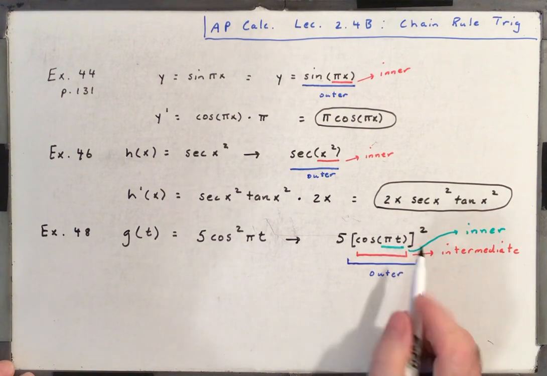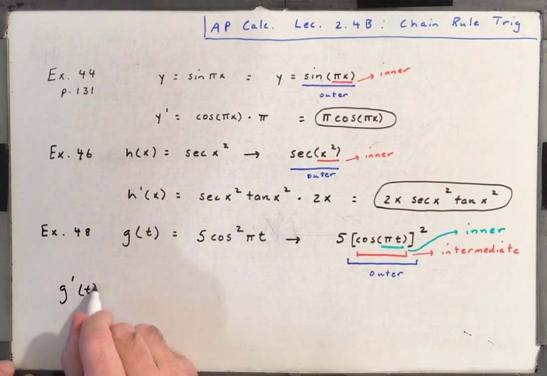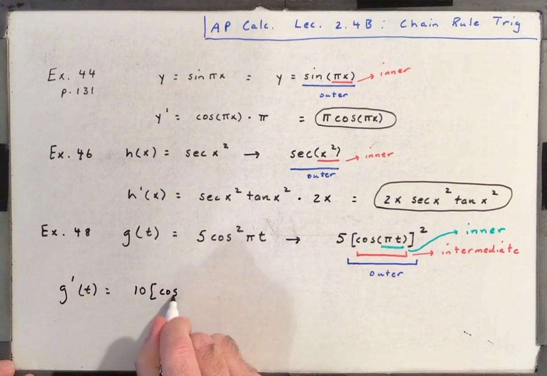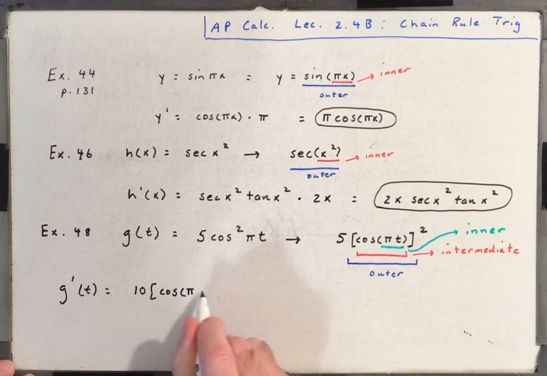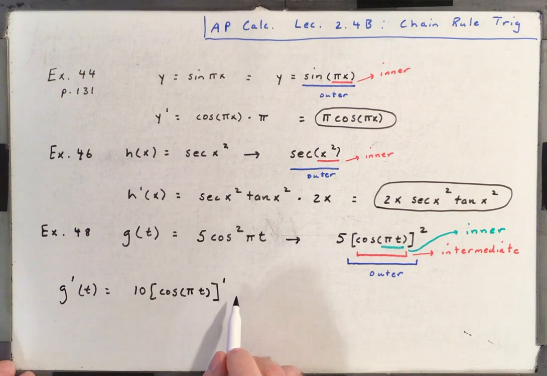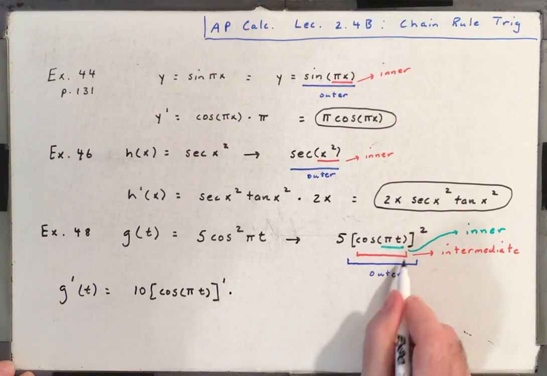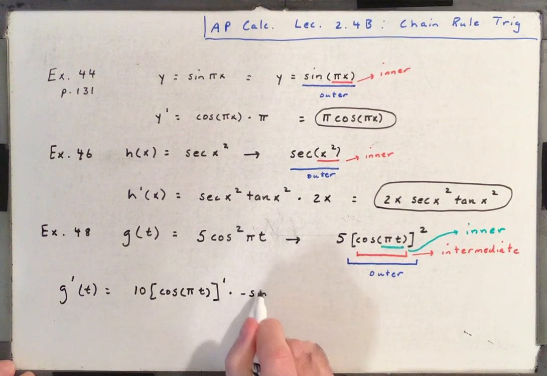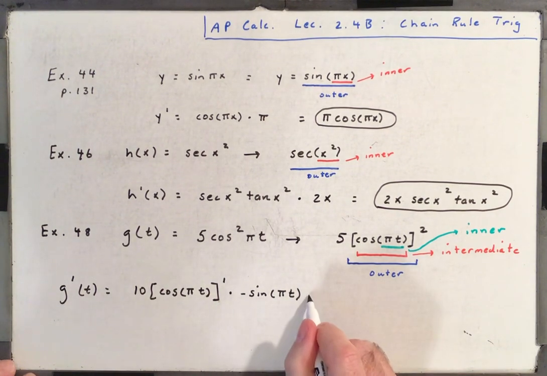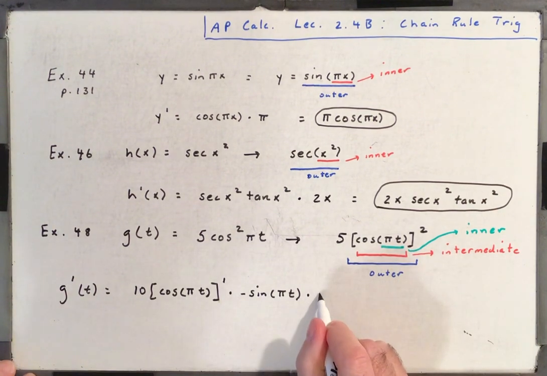Okay, so let's take the derivative. For the outermost layer, you bring that 2 out front, so g prime of t is 2 times 5, which is 10, times cosine pi t. And then it's to the first, which you don't have to write. Then multiply that by the derivative of cosine pi t, the red, that would be times negative sine pi t. And then finally, times the angle in green, so that would be times pi.